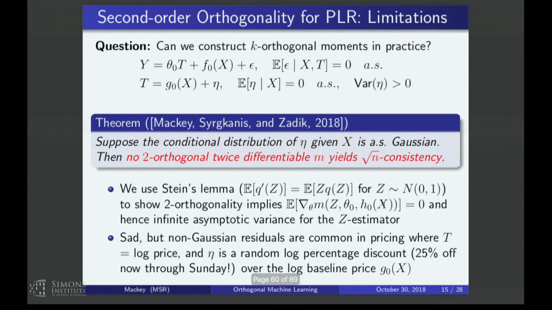So that's bad. But in our pricing setting that motivated all of this, non-Gaussian residuals are actually typical. A typical pricing scheme is that you have a baseline log price, and you introduce random discounts like 10% off, 25% off through Sunday. These are actually discrete perturbations of your baseline price, and they're decidedly non-Gaussian. So there's still hope for getting gains out of our second or higher order orthogonality.